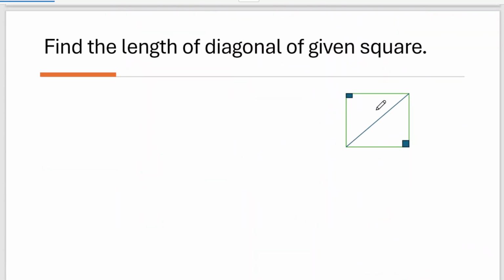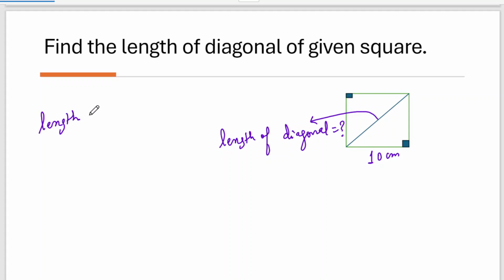Find the length of the diagonal of a square. So let us take a square of side 10 centimeter, and I am asked to find the length of the diagonal. So how are you going to find out? Either you remember the formula: the length of the diagonal of a square equals A root 2. So the answer will be 10 root 2.